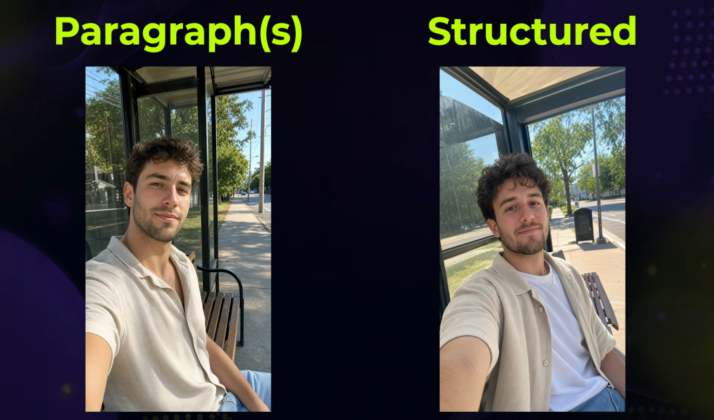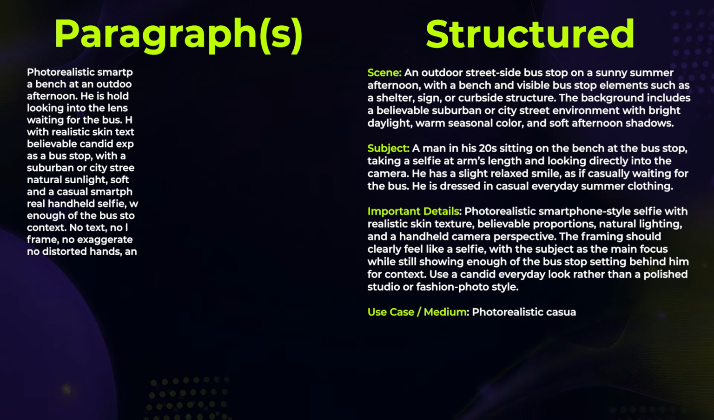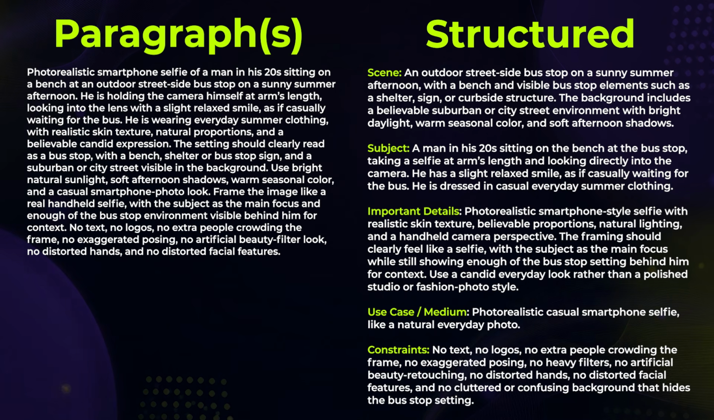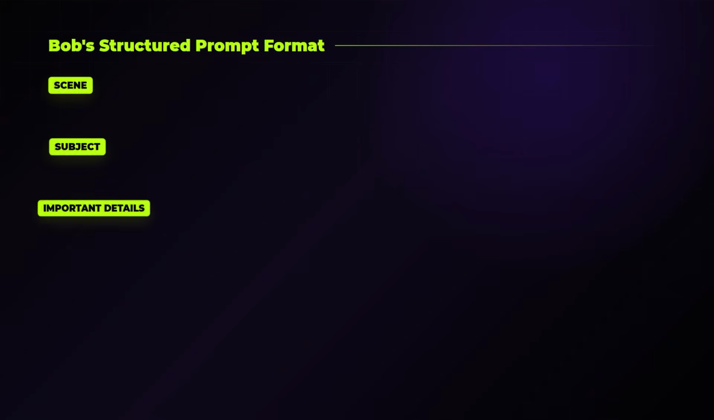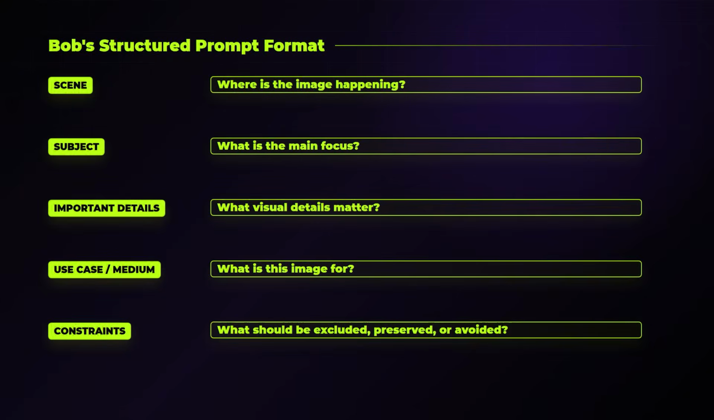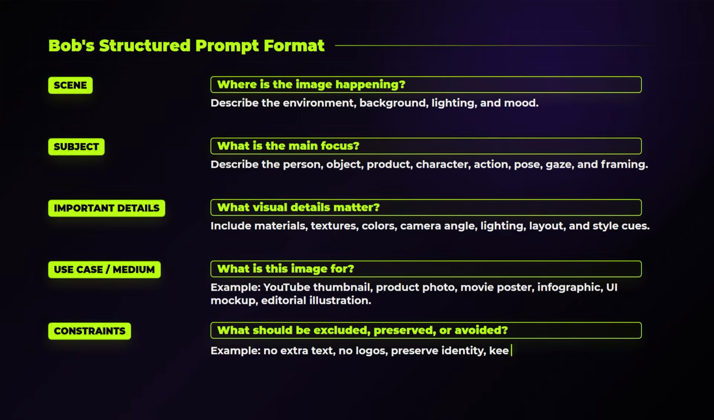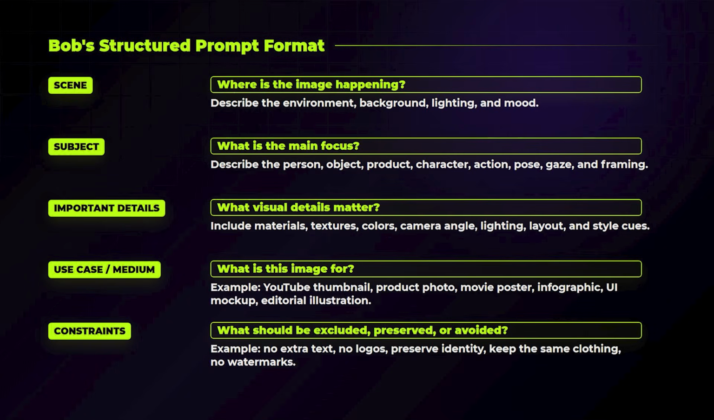The man on the bench images came out very similar using the paragraph style and the structured format because those prompts contained essentially the same information. The structured format just makes it a little easier to write without forgetting stuff, and a little easier to edit when you're iterating. So here's the structured format I've been using. It has 5 sections: scene, subject, important details, use case or medium, and constraints.